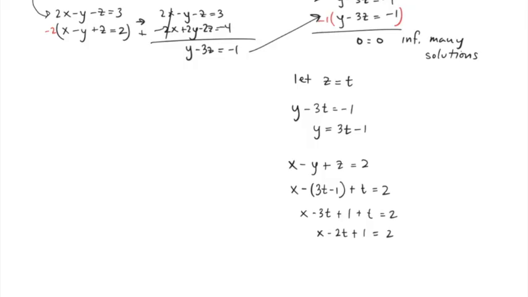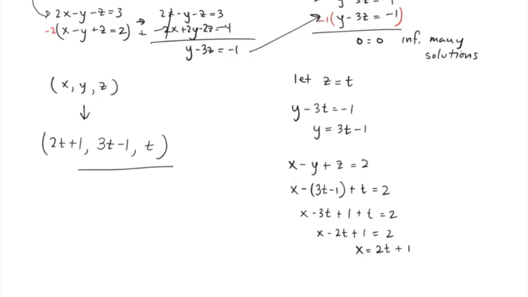So I'm going to add the 2t to the other side and subtract the 1. So x equals 2t plus 1. So now my solution x, y, z becomes, for x we have 2t plus 1. For y we have 3t minus 1. And for z we had t.